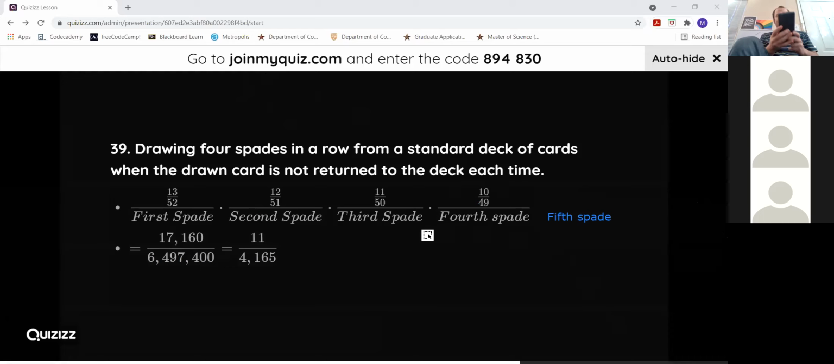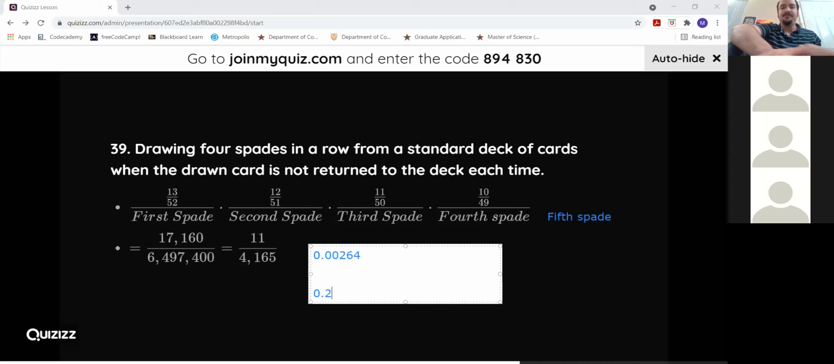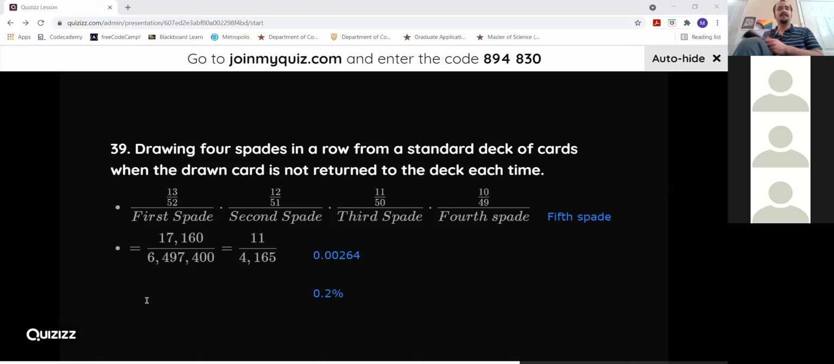And you might figure it out, but if we do 11 out of 4165, I didn't do the decimal approximation, but this is giving you 0.00264. So we're talking about something like a 0.2% chance. It's going to be very, very rare that you get 4 spades in a row. It'll be even more rare that you get 5 spades in a row, which is a flush, right? That's why it's kind of high up there.